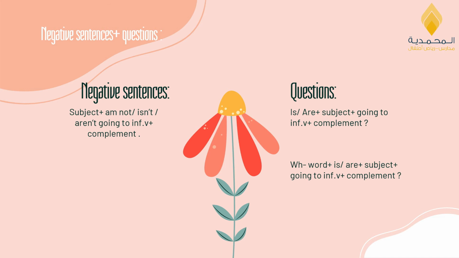For the WH questions, the question is going to start with the WH word, which are who, when, where, what, which, followed by is or are, plus the subject, plus going to, with the infinitive form of the verb, followed by the complement. Pay attention that with the structure of be going to, we are always using the infinitive form of the verb.